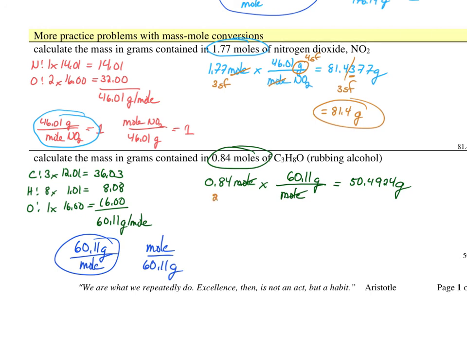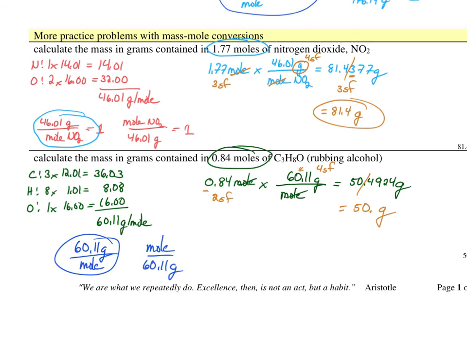Now let's do Sig Figs. This is 2 Sig Figs. Remember, this leading 0 does not count as significant. This captive 0 is significant, so we have 4 Sig Figs. The least number of Sig Figs in the numbers that go into our result is 2, so we can only use 2 Sig Figs. Our final answer is 50 grams.